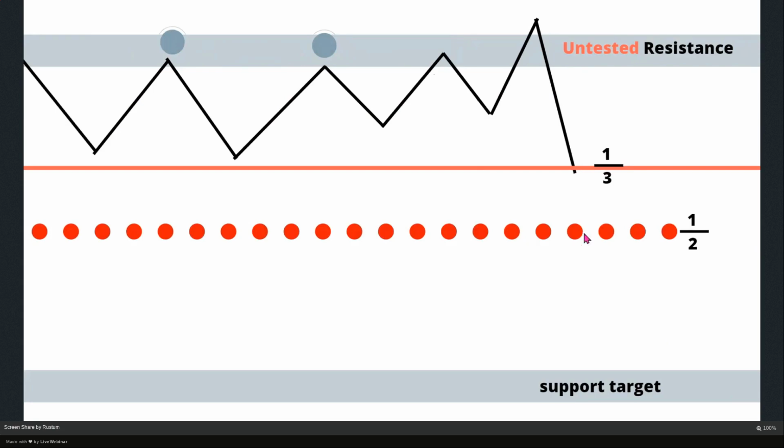So this is halfway through, and then this here is 1/3 of the way through. This could also mean that this is your midpoint here of the envelope on the daily. This could mean that it's already reached the midpoint of the envelope, or it's gone 1/3 of the way down toward the target over here.